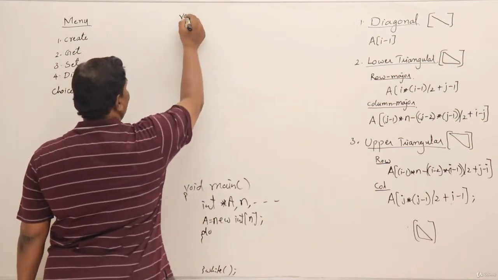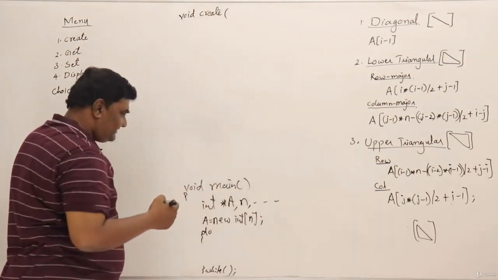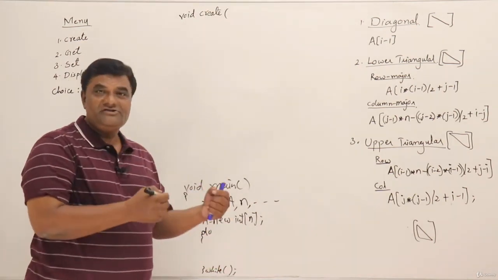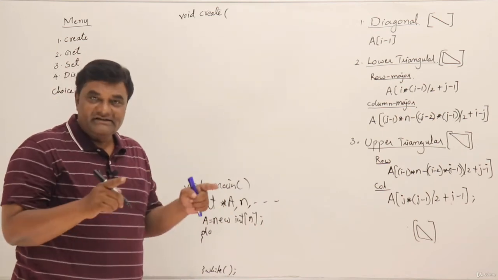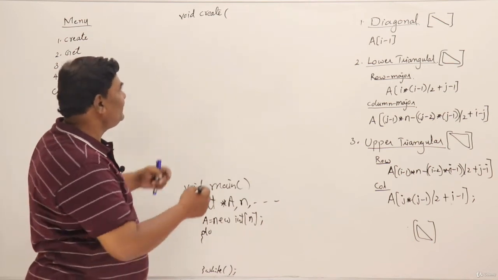First function is void create. This create function needs array and the dimension. So it needs basically an array where it has to store the elements. So this main function should pass an array to that one.